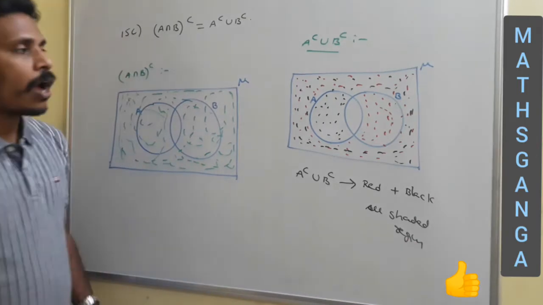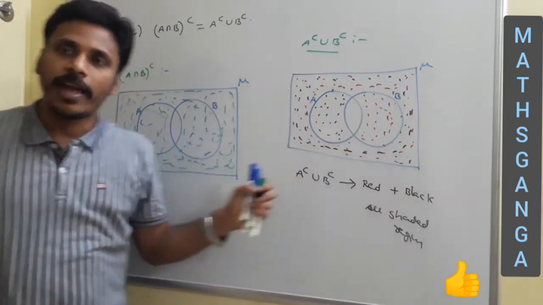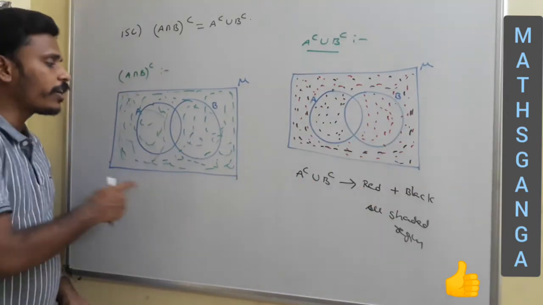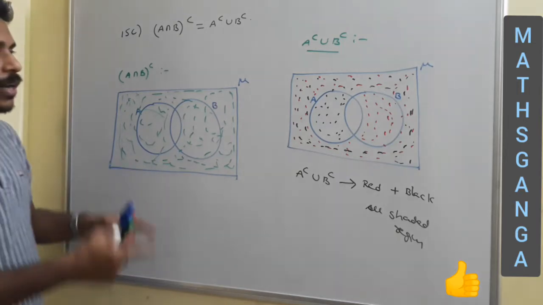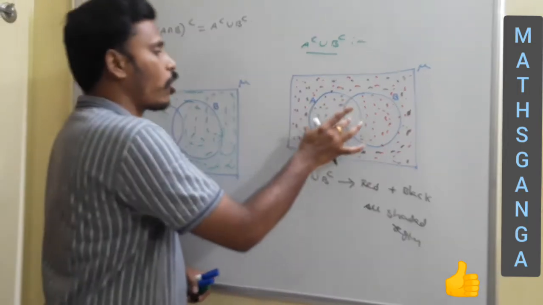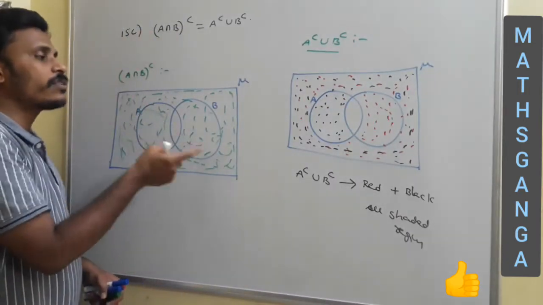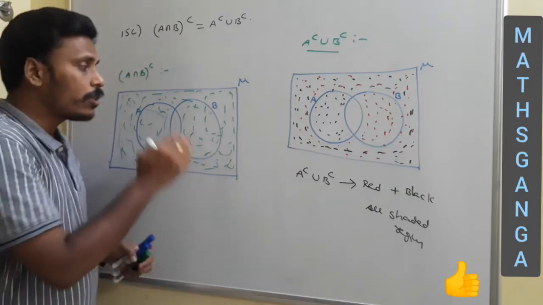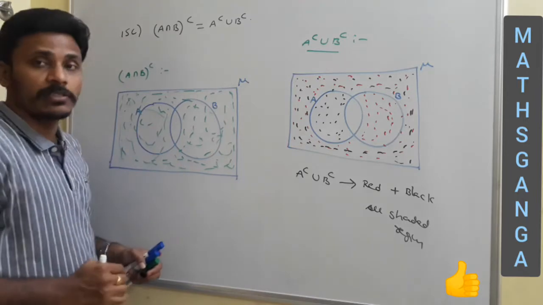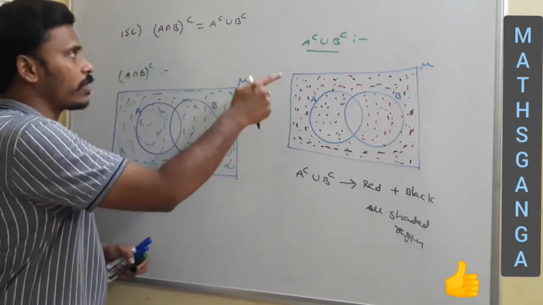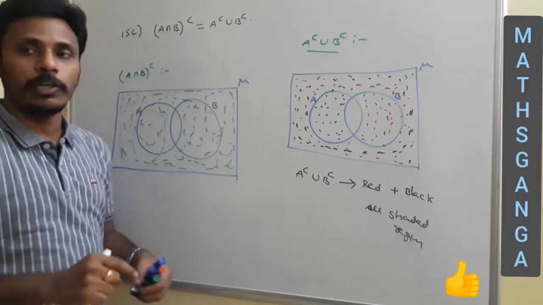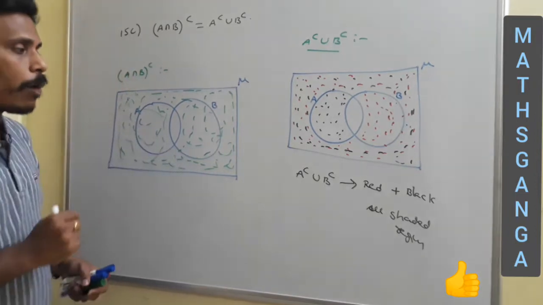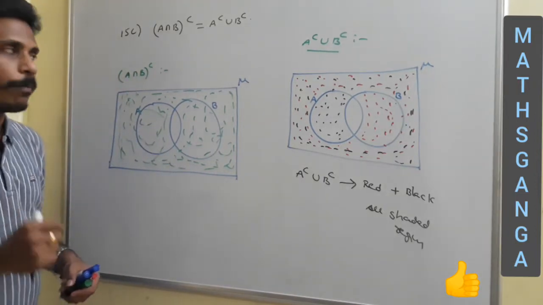Just think about it. All the shaded region in the second diagram is equal to the shaded region in the first diagram. In both diagrams, this A intersection B is not involved. Since the shaded regions are the same in both Venn diagrams, these two representations are the same, hence these two sets are the same, and hence (A intersection B) complement is equal to A complement union B complement.